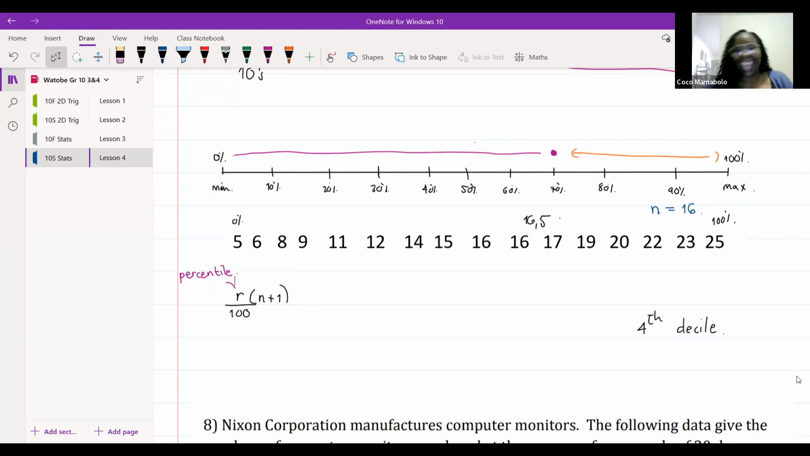Correct, Zisanele. Beautifully done. Excellent. I don't want the position. I want the value. Go find us the value. 6.8 is the position. Find us the actual value, please.